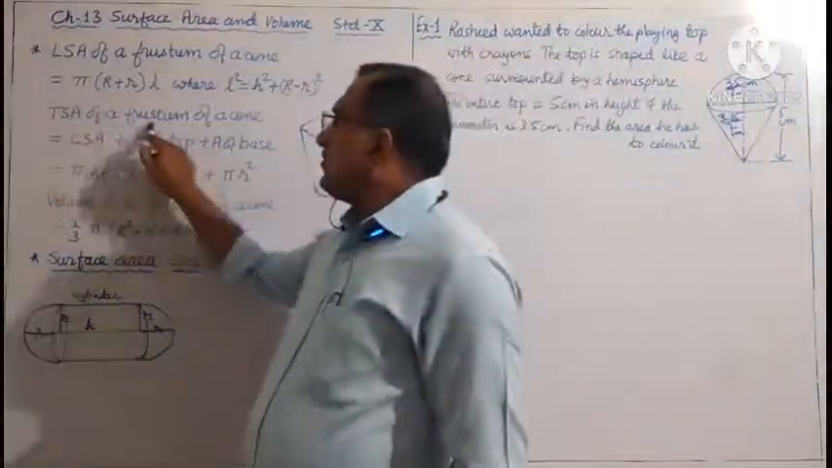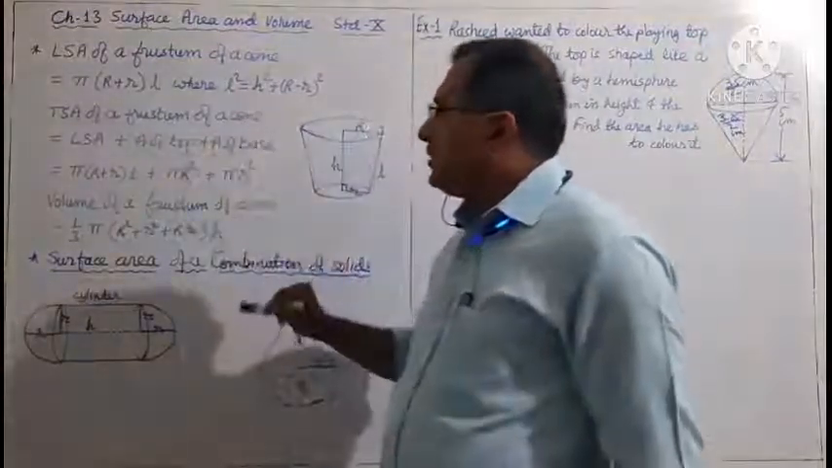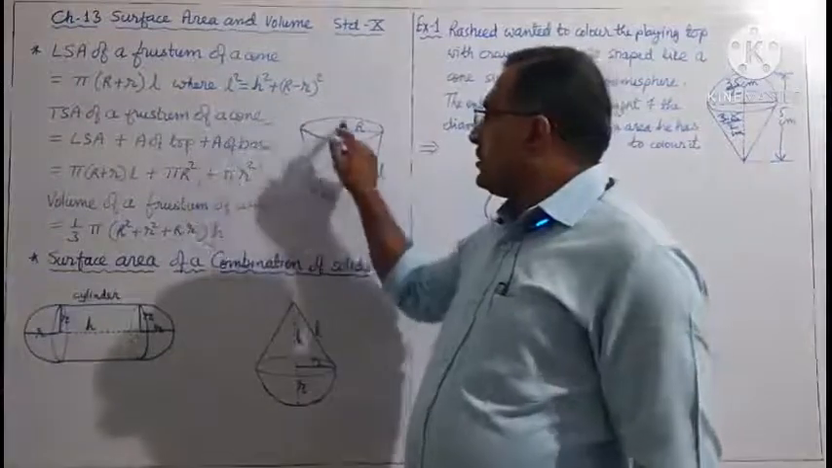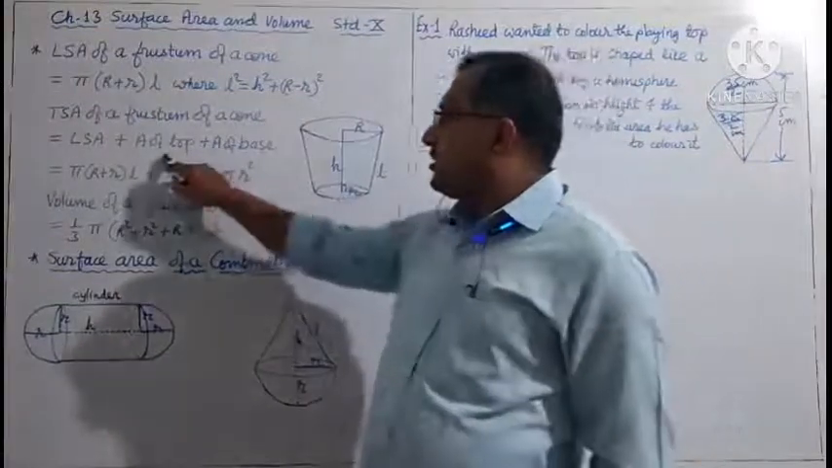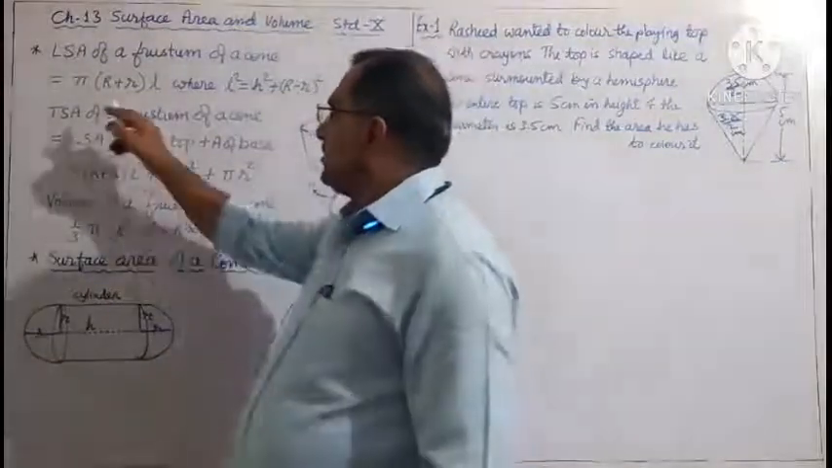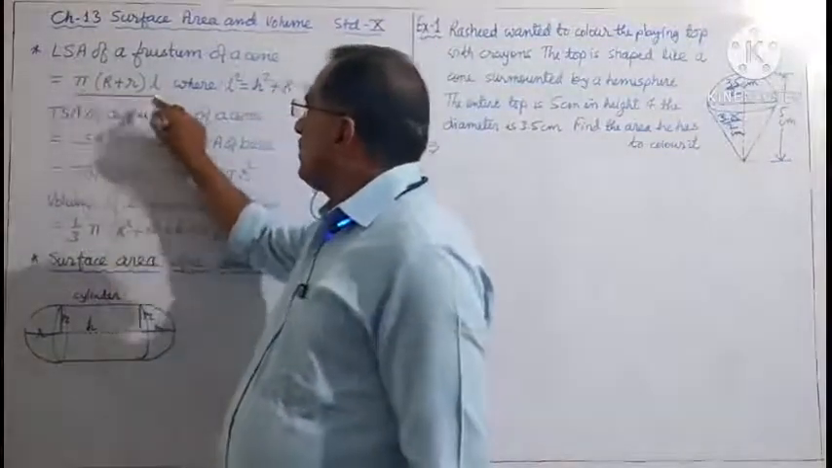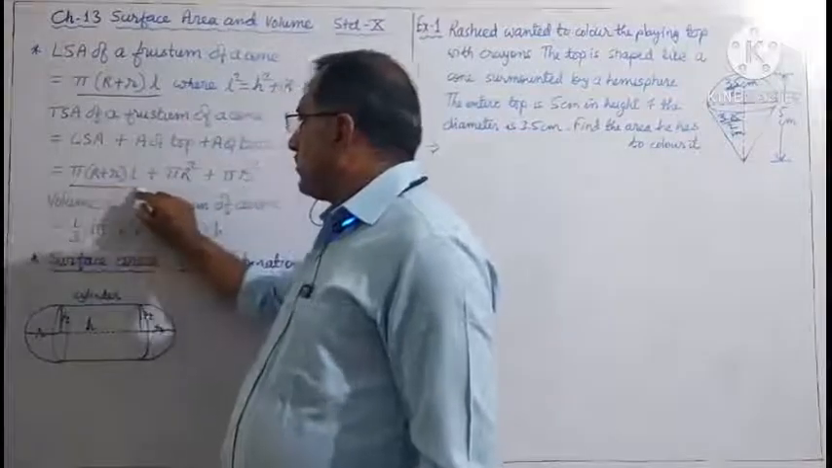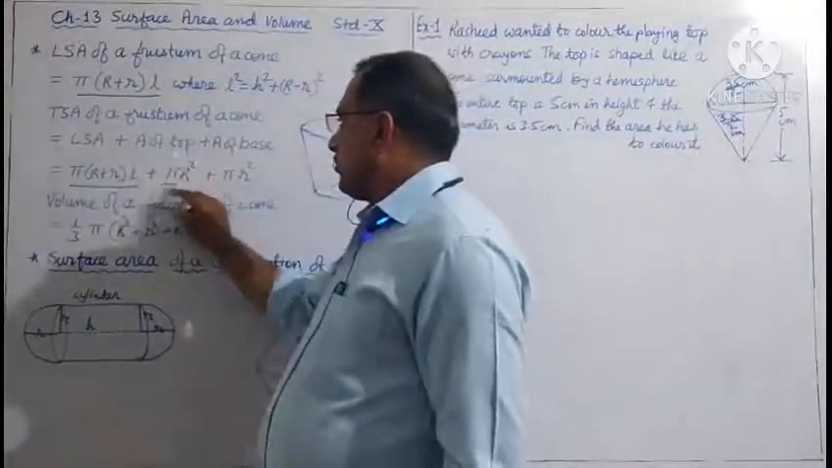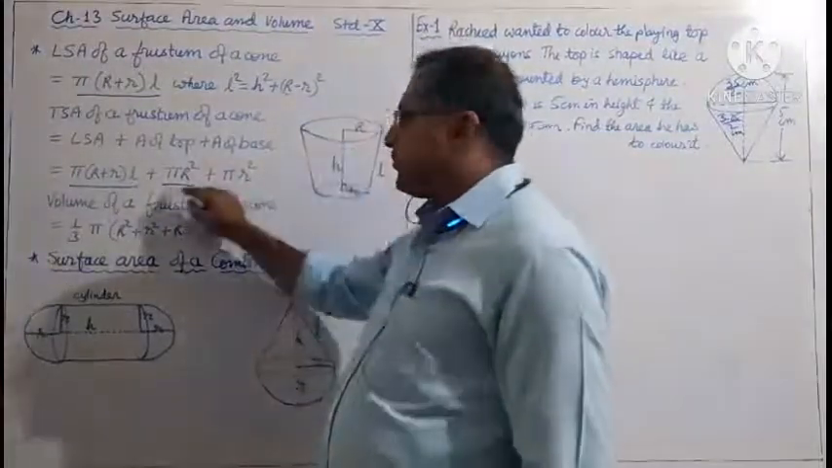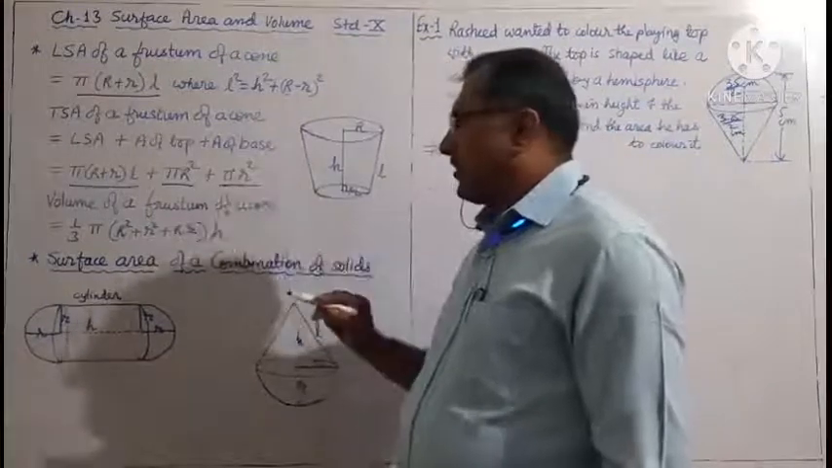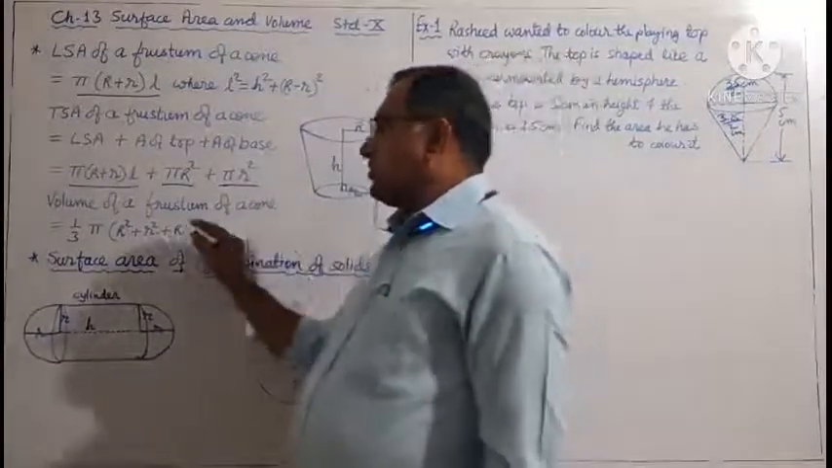Then the total surface area of the frustum of a cone is the lateral surface area plus the area of the top plus the area of the base. Here the lateral surface area is pi in bracket sum of the two radii multiplied by the slant height, plus the area of the top. Here the radius is capital R, so pi R square. Here the radius is small r, so pi r square. Then the volume of the frustum of a cone.